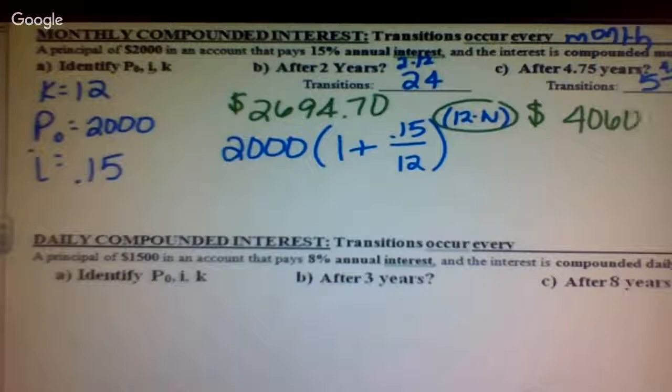$4,060.19. Oh my goodness. Daily compounded interest, which means it occurs every day. If it occurs every day, what is my K value? 365. There is no leap year. You do not count the leap year. It's not 0.25 because the leap year occurs every 4 years. Okay, it's 365.